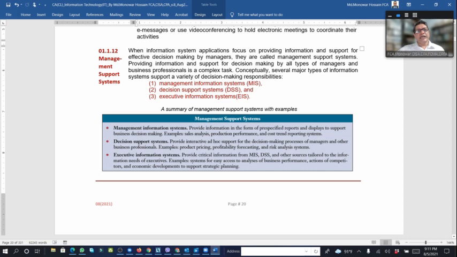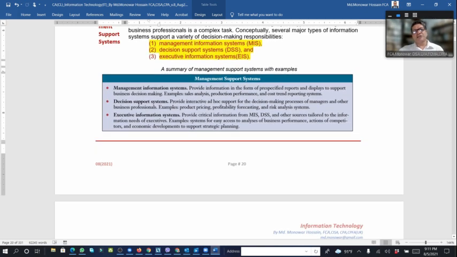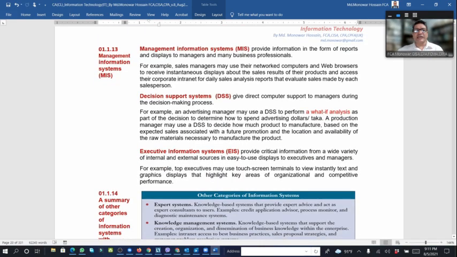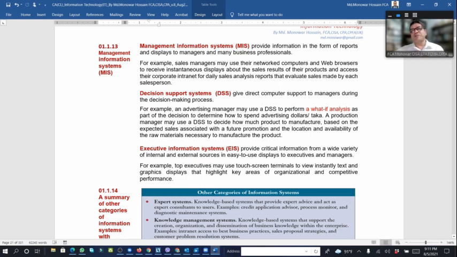And if you see management support system, the basic items are management information system, decision support system, and executive information system. Management information system provides information in the form of specialized reports to help the management take decisions. Decision support system provides extra decision making support to the top management. And executive information system provides critical information from MIS, decision support system, and others to help the management for decision making. Management information system provides information in the form of report displays to management.